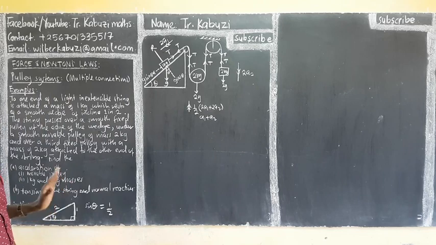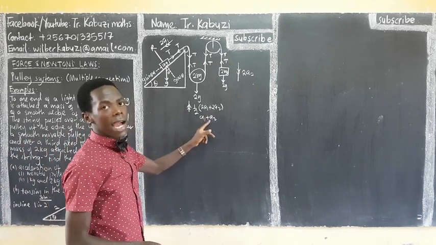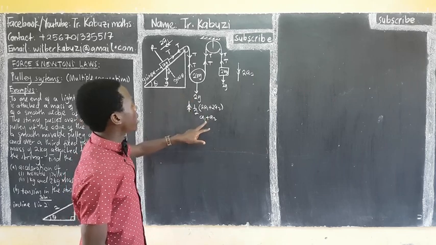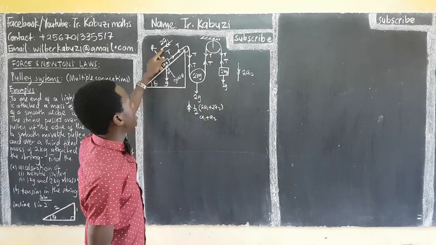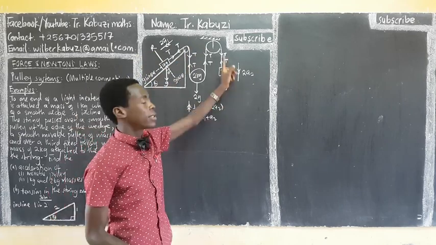So once you consider the basic, then in your calculations, if you get one of them as negative, it means that the direction was supposed to be opposite. So if you get A1 as negative, it means that the direction was supposed to be like this. Or if you get A2 as negative, it means that the direction was supposed to be like that.